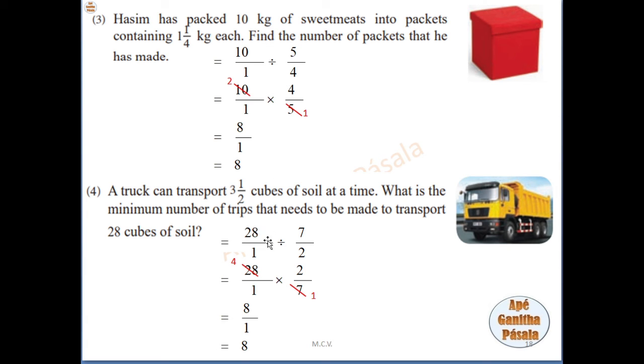28 can be written as 28/1. 3.5: 2 into 3, 6. 6 and 1, 7. 7/2. Get the reciprocal of 7/2 and multiply. Multiply by 2/7. 7 and 28 are divisible by 7. 7 divided by 7, 1. 28 divided by 7, 4. Now multiply numerators together. 4 into 2, 8. 1 into 1, 1. 8/1. Answer is 8. In this problem also, in both 3 and 4, the answer is 8.